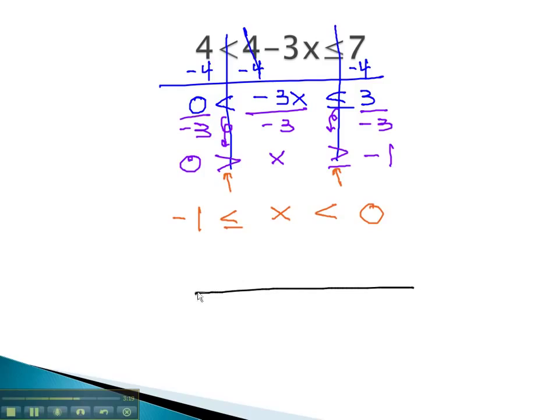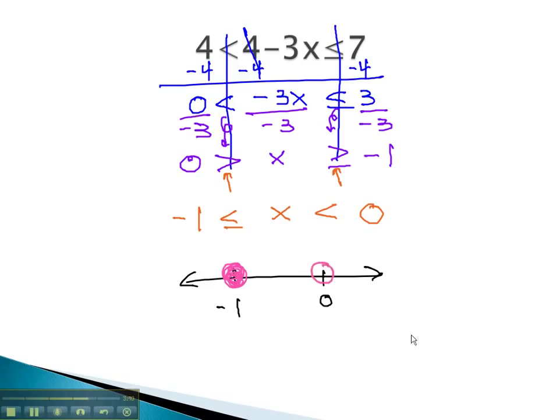Let's put this on our number line now. Again, with the tripartite inequality, we know we're going to be between the two numbers. At -1, we need a closed dot because it's or equal to. At 0, we need an open dot because it's strictly less than. And the x is in between them, in between those two values.